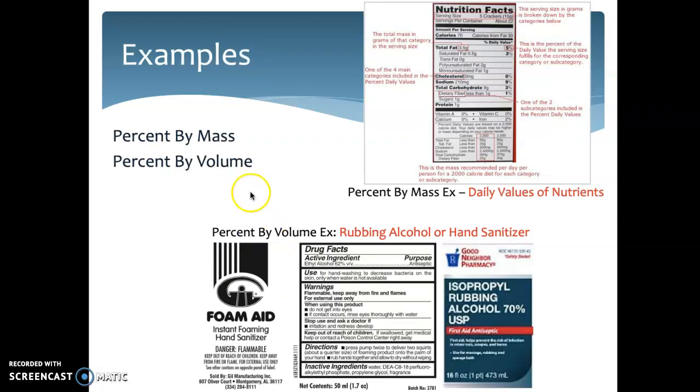So percent by mass, an example of that would be your daily value of nutrients. So if I look at a nutrition label, there's 3.5 grams of fat per serving. That's 5% of your daily value, meaning if I knew the total number of grams of fat I needed, they're assuming based off a standard 2,000 calorie diet, that I'm taking in 65 grams. So 3.5 divided by 65 is going to give me 5, and so forth.